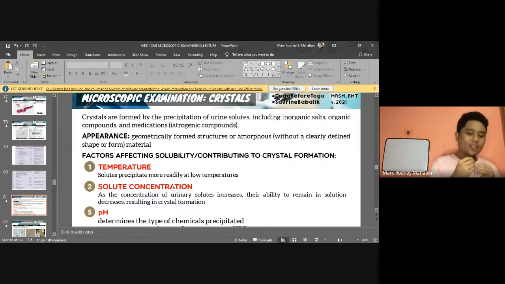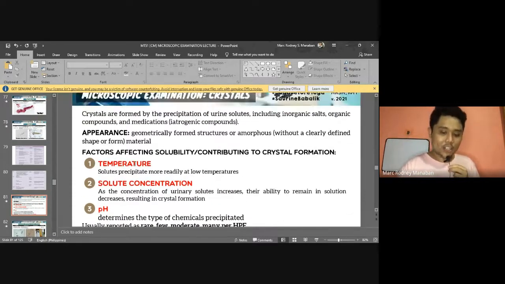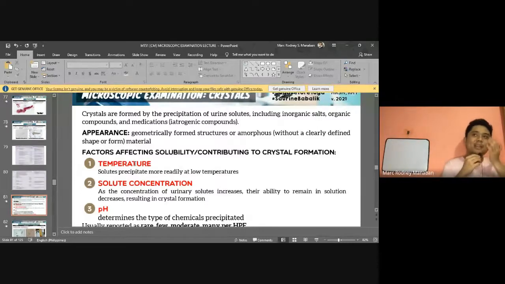Now, what is their appearance? Of course, they are geometrically formed structures, or they can be amorphous. When you say amorphous, it has no proper form or shape. If you ask me what is the meaning of amorphous, it means shapeless. Now, what are the factors affecting the formation of calculi or crystals, or solubility?